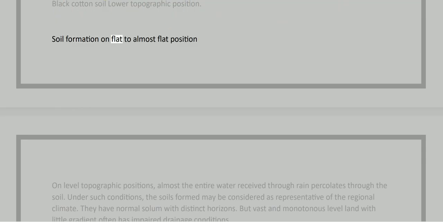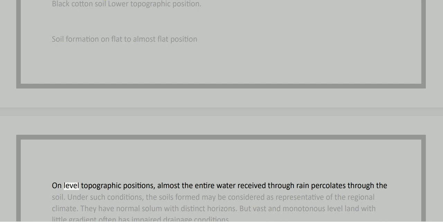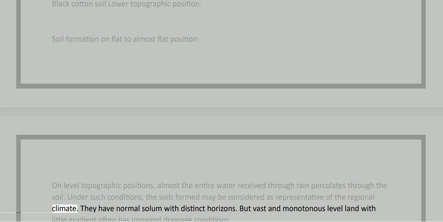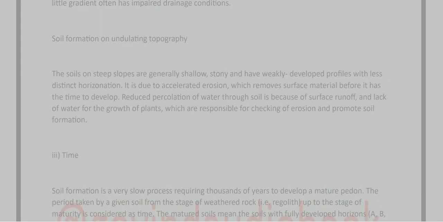Soil formation on flat to almost flat position. On level topographic positions, almost the entire water received through rain percolates through the soil. Under such conditions, the soils formed may be considered as representative of the regional climate. They have normal solum with distinct horizons. But vast and monotonous level land with little gradient often has impaired drainage conditions.